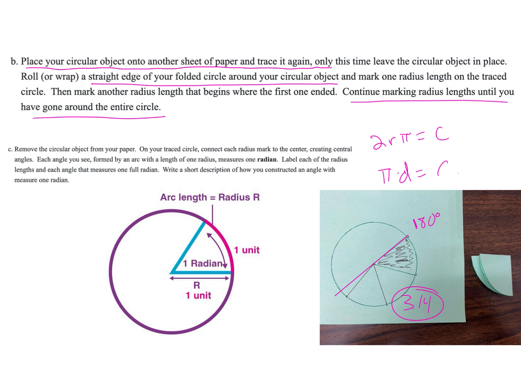So that's kind of the whole point of this here, just to recognize that the reason we're using a radian is because it's based off the radius, and the radius has a relationship to the whole circle that is based off of 3.14 or pi. That's kind of the whole point of this.